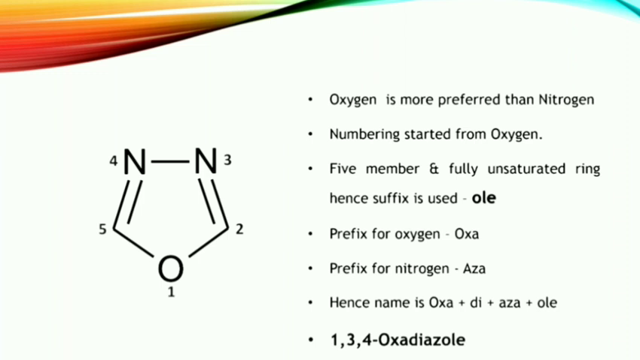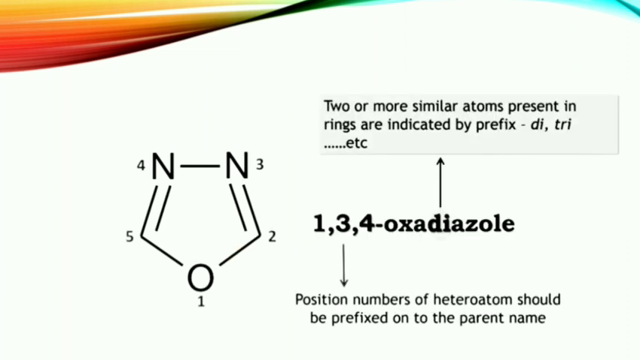Why diazole? Because it contains 2 nitrogens, 2 similar heteroatoms. So remember the positions of all the heteroatoms, which we mention before the parent name, which are 1, 3, 4. And oxa is the prefix we use for oxygen. Then the prefix for nitrogen is aza, but these aza nitrogens are 2, so you use diaza, and ole as a suffix. So the name for the structure will be 1,3,4-oxadiazole.